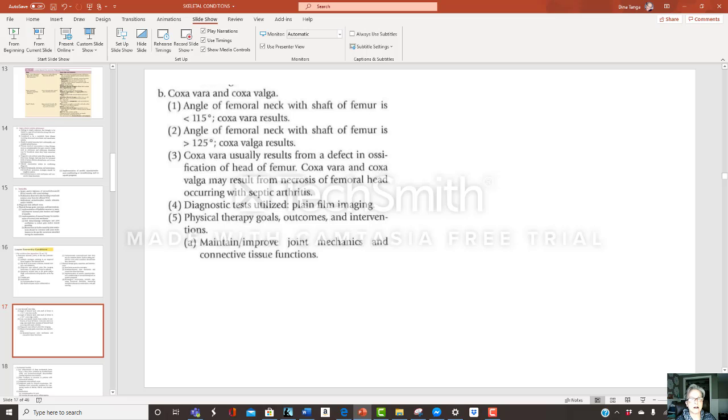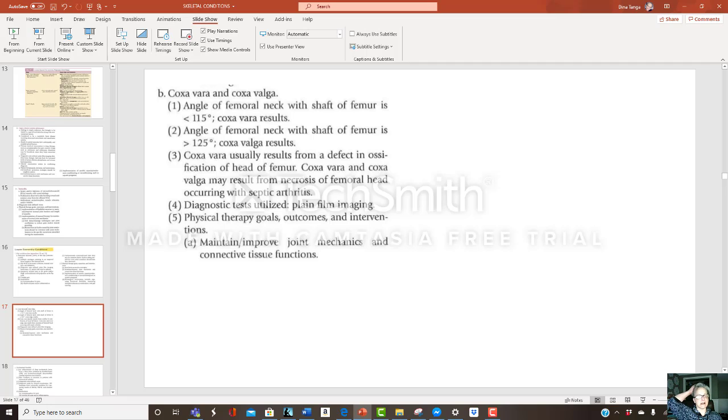Coxa vara and coxa valga. If the angle of the femoral neck with the shaft of the femur is less than 115, coxa vara results. If the angle of the femoral neck with the shaft of the femur is greater than 125, coxa valga results. Coxa vara usually results from a defect in ossification of the head of the femur. Coxa vara and coxa valga may result from necrosis of the femoral head occurring with septic arthritis.